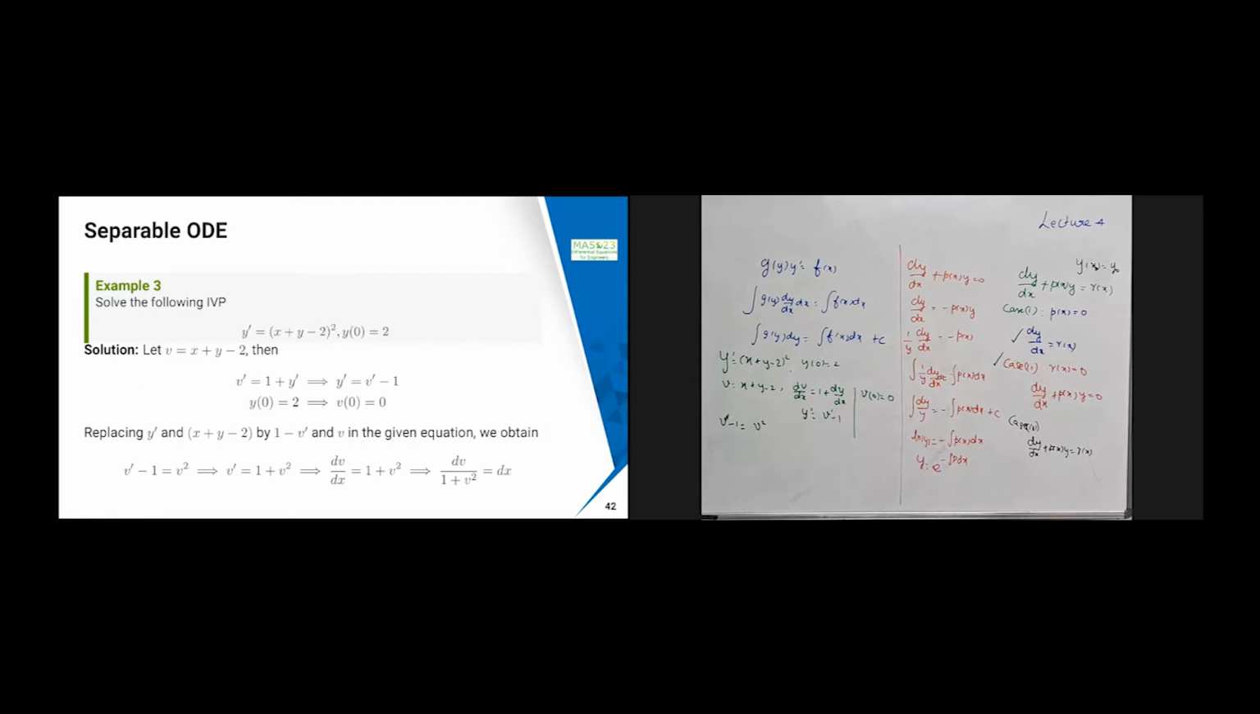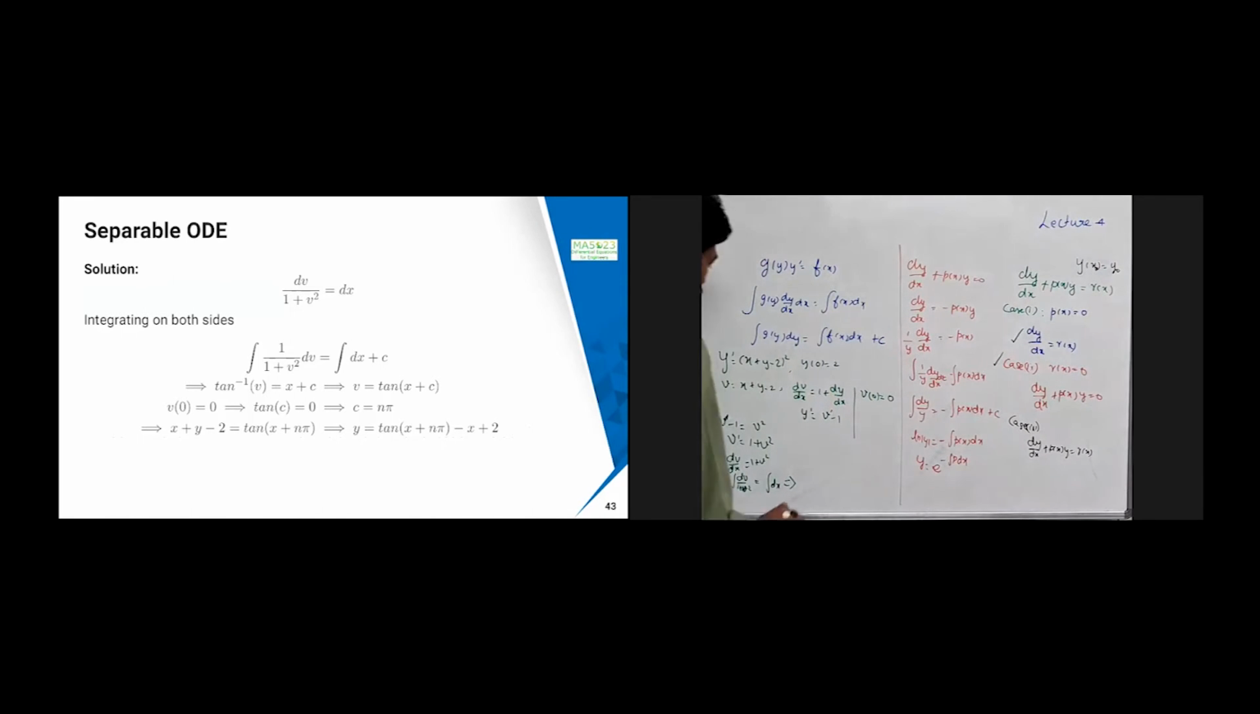Now v dash minus 1 equal to v square. So I can write this as v dash equal to 1 plus v square. That means dv by dx equal to 1 plus v square. So this is a variable separable equation, so I can write dv by 1 plus v square equal to dx. I am just skipping the step. So this implies integrating gives you the answer.